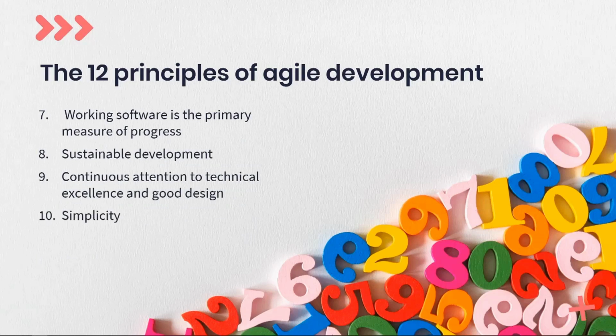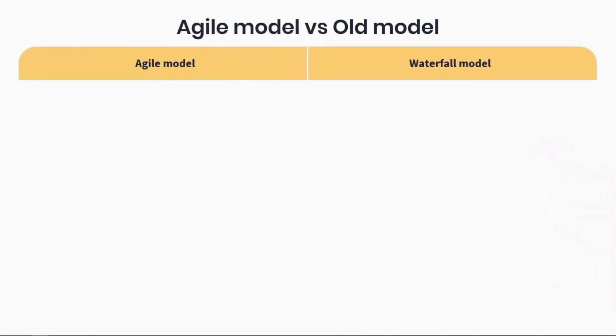Simplicity, the art of maximizing the amount of work not done, is essential. Best architectures, requirements, and designs emerge from self-organizing teams. And number 12, the team regularly reflects on how to become more effective and adjusts accordingly. Here is a table comparing a modern agile model with the older, more traditional waterfall model. Earlier models are often referred to as heavyweight programming methods, while agile methods are referred to as lightweight models.